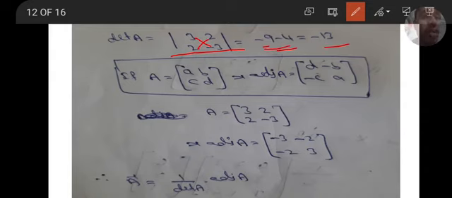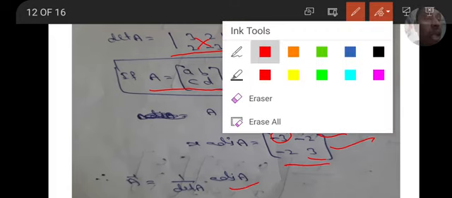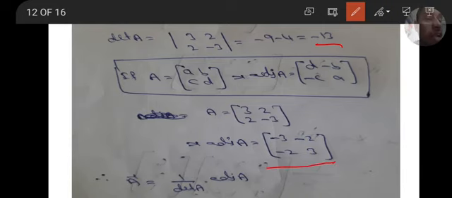And adjoint A, for 2 by 2 we have a direct formula. If A equals [a, b; c, d], then adjoint of A equals [d, minus b; minus c, a]. So for [3, 2; 2, minus 3], d means minus 3, minus b means minus 2, minus c means minus 2, and a means 3. That is adjoint of A equal to [minus 3, minus 2; minus 2, 3]. Therefore A inverse equals 1 by det A into adjoint A. Det A value is minus 13 and adjoint A value is this matrix.